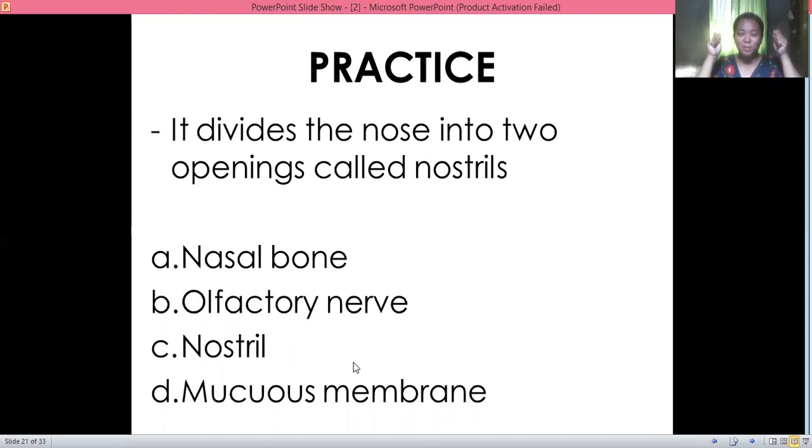Up your whiteboard and paper. Okay, let me show you the answer. The answer is letter A. Who got the correct answer? Very good. Let's clap 5 times for yourself. 1, 2, 3, 4, 5.